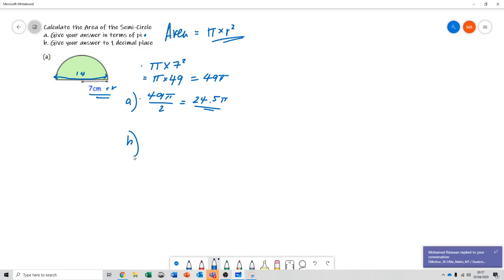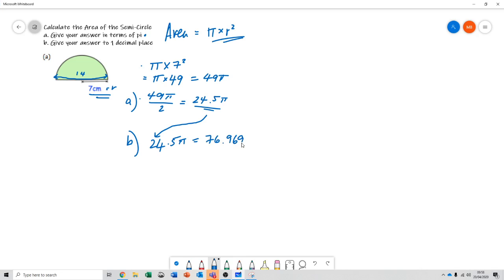If they wanted the answer as a decimal number, we would take our pi answer and put that into our calculator. So 24.5 pi, and see what we get in our calculator, and actually we get 76.969, and it carries on for a bit, but that's all we need. We need to round to 1 decimal place.